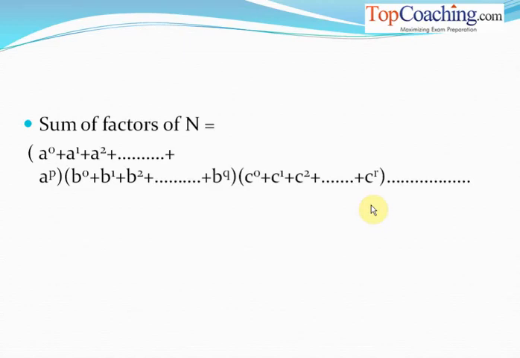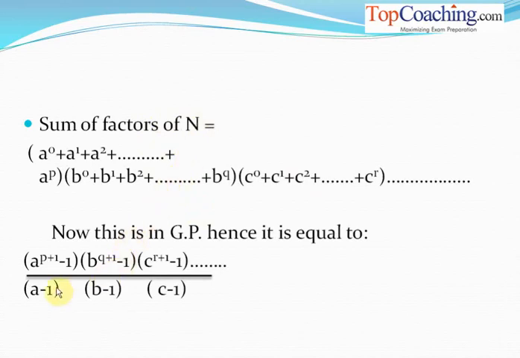Now these terms are in GP. This term is in GP where the common ratio is a. This term is in another GP where the common ratio is b, and this term is also in GP where the common ratio is c. So we can write the sum of factors of n as (a to the power p plus 1 minus 1) divided by (a minus 1), multiplied by (b to the power q plus 1 minus 1) divided by (b minus 1), into (c to the power r plus 1 minus 1) divided by (c minus 1).